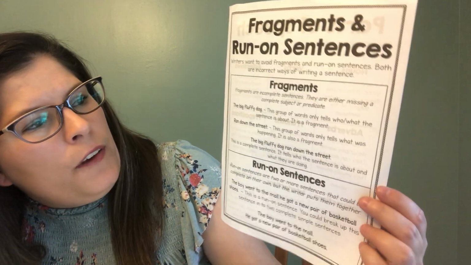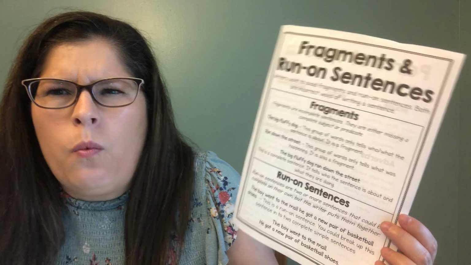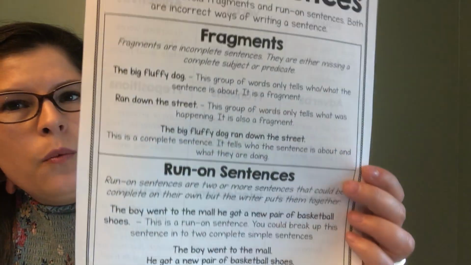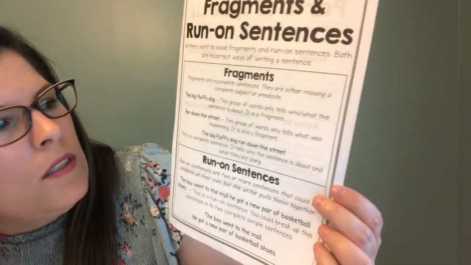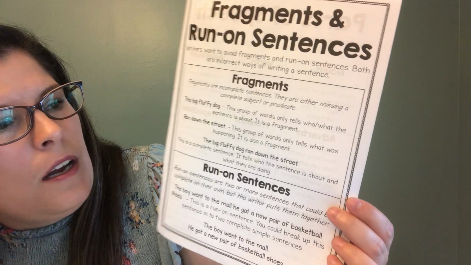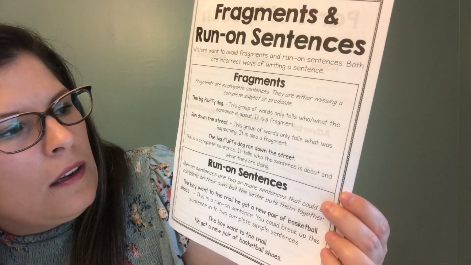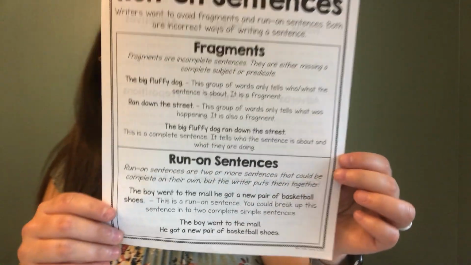So the big fluffy dog, that's the guy's sentence. Are you kidding me? The big fluffy dog, what? There's no action. So this group of words only tells who or what the sentence is about. It does not talk about what the action was. Ran down the street. Oh my gosh, this one is a group of words that only tells us what's happening. It's also a fragment. The big fluffy dog ran down the street. That is a complete sentence.